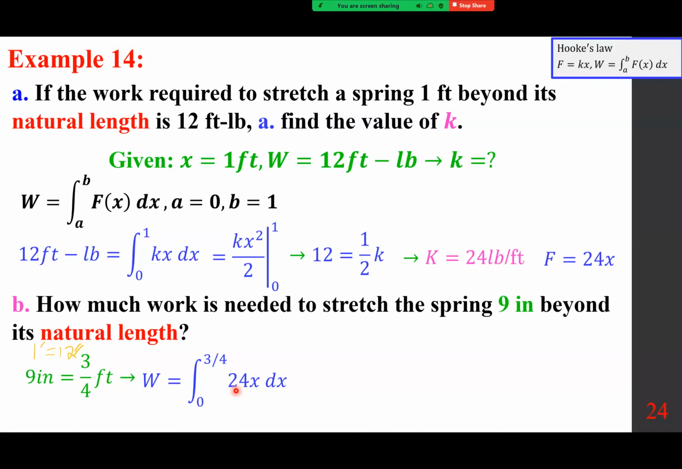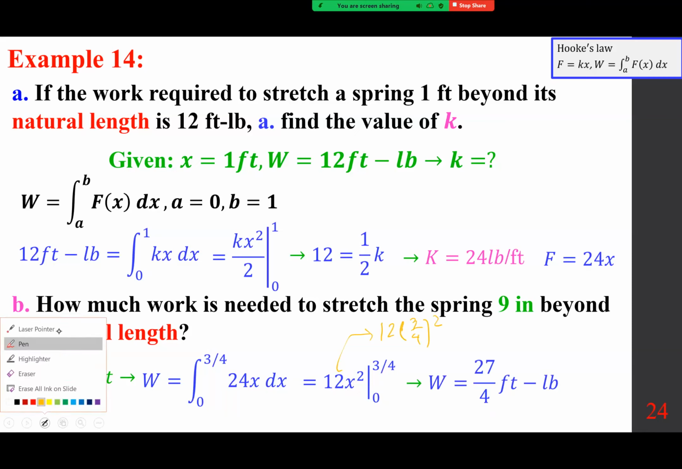And so this becomes 12x squared, and you just plug in x equals 3/4, 0 makes it 0. So replace the x with 3/4. So 12 times 3/4 squared, or 9/16, makes it 27/4. And the units are the units of work in the old British system, foot-pounds.